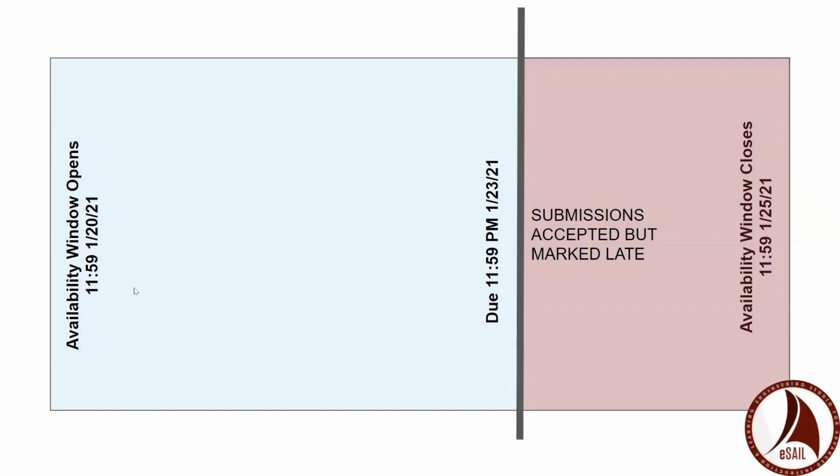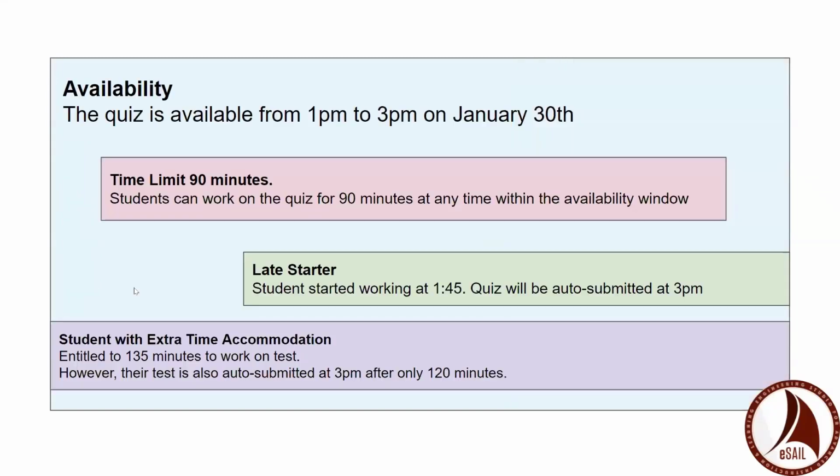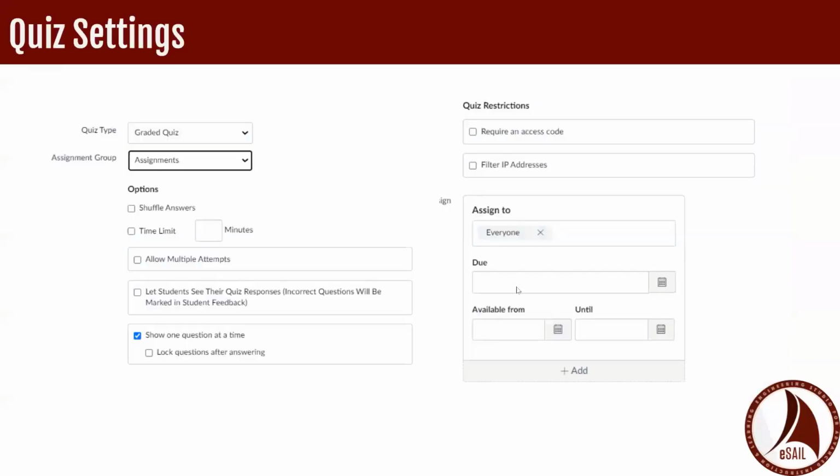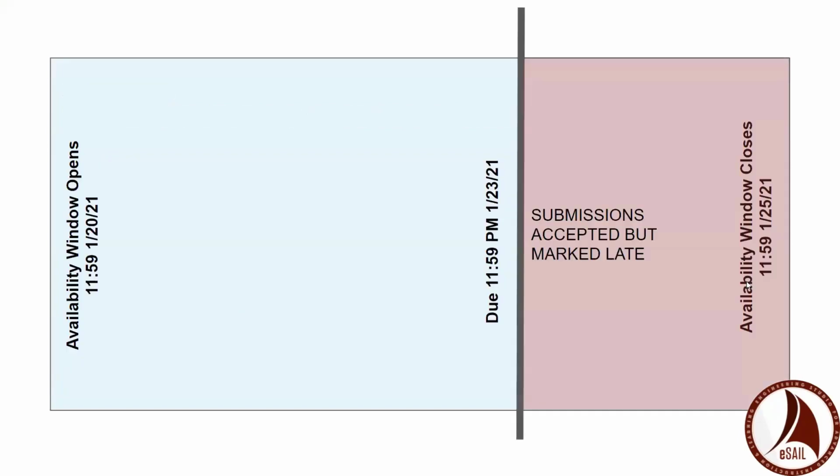Now, you may have noticed that there is a due date. Let me go back and show you. There is a due date and there's availability from and until, and some people are confused about why there is a due date. Now that is optional.